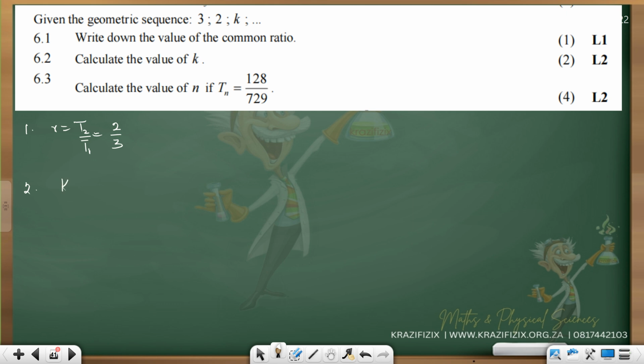Were you able to get the value of K? K is the third term, right? And what is the third term? A R to the power of 2. What is our A? 3. What is our R? 2 over 3. And what's our answer? 4 over 9, I think. Is it 4 over 9? 4 over 3. 4 over 3.